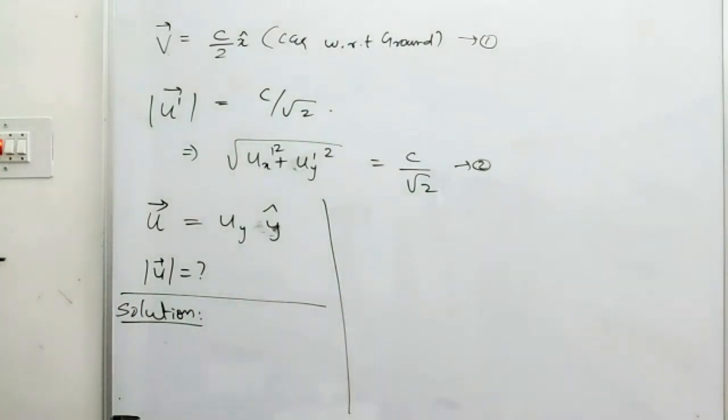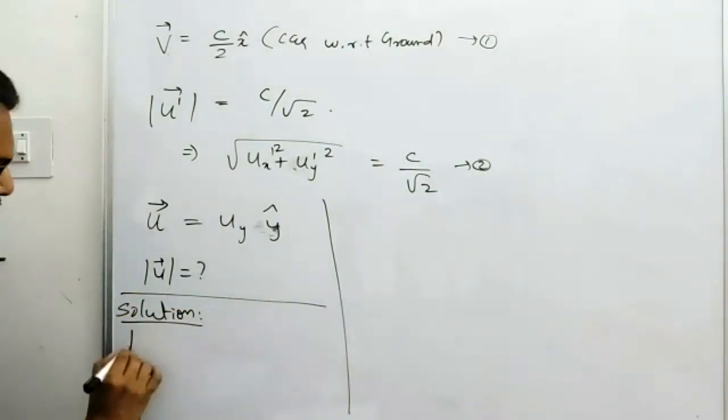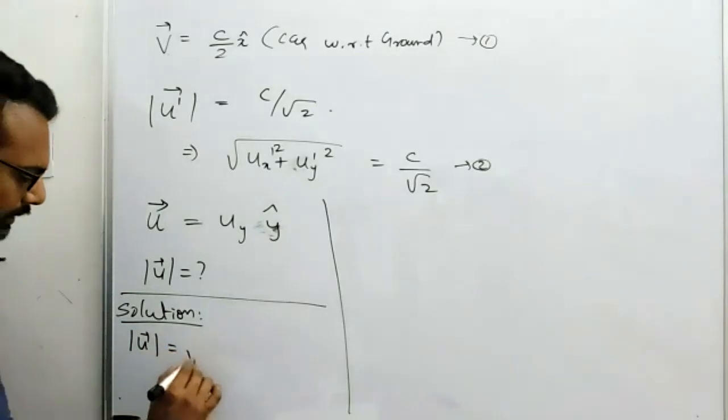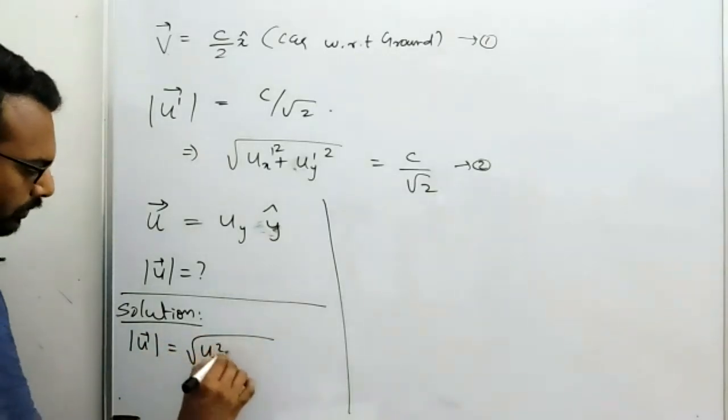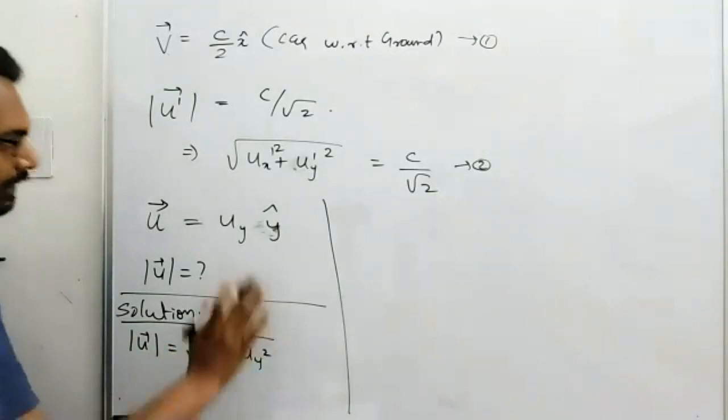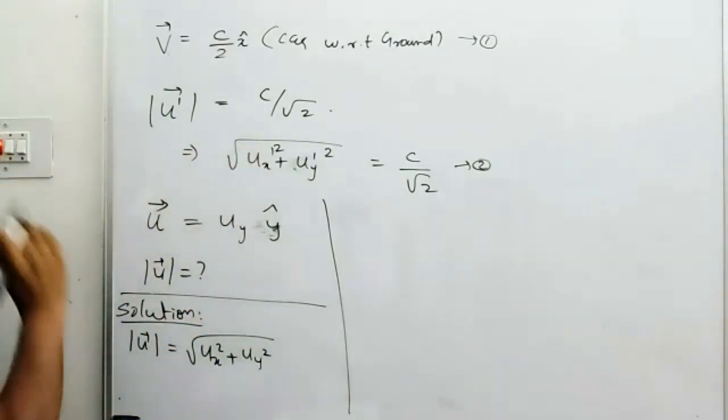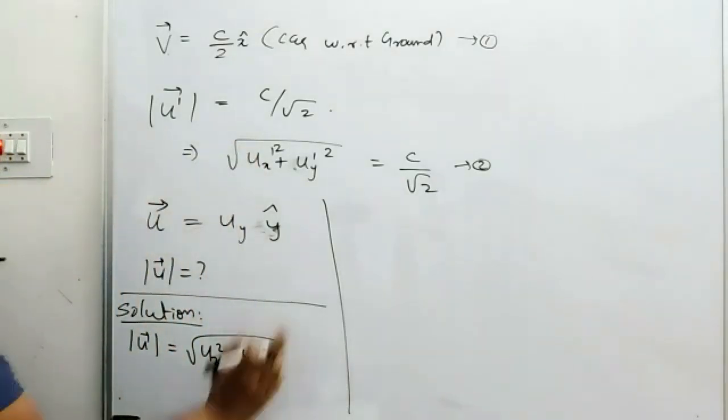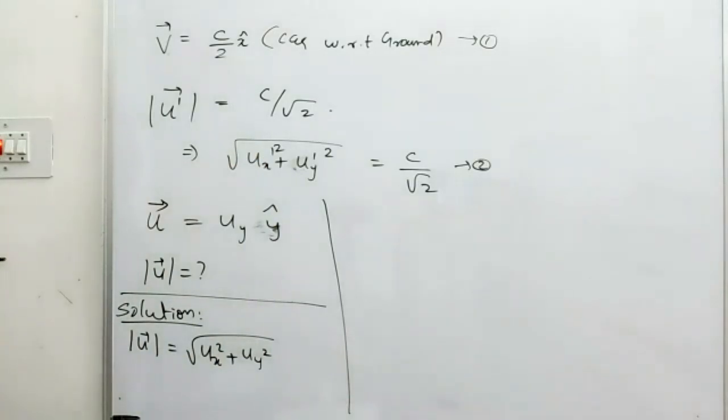How do we do this? We know that this thing is the modulus of the u vector, which is the square root of ux square plus uy square. Remember that in this notation that we have chosen, unprimed is with respect to ground and primed is with respect to the car. How do we find ux?